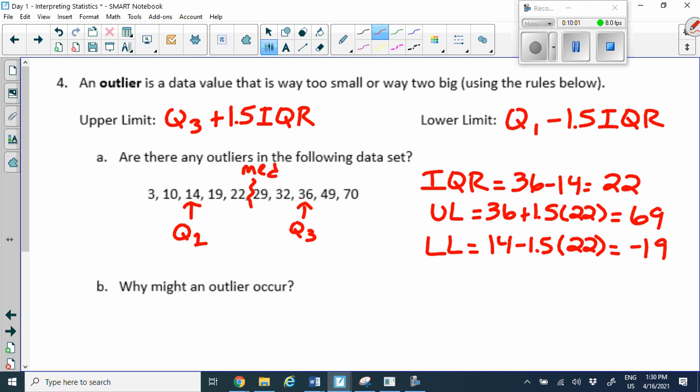So let's see, in our data points, do we see any values that are smaller than negative 19? No, so we're kind of good to go there. Okay, but what about above our upper limit of 69? Yes, we see this 70 here. So 70 is an outlier.